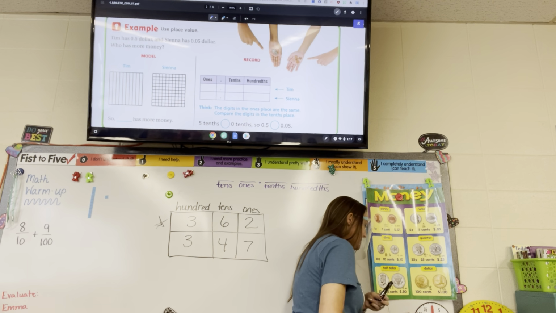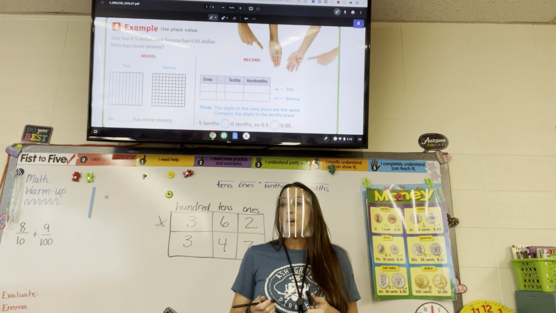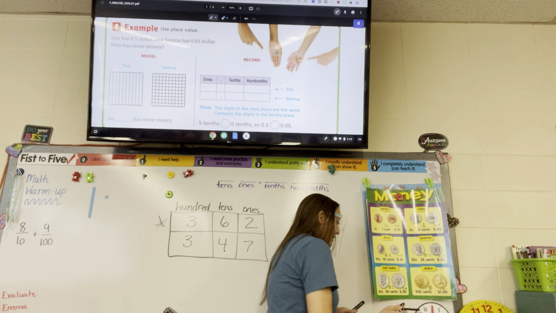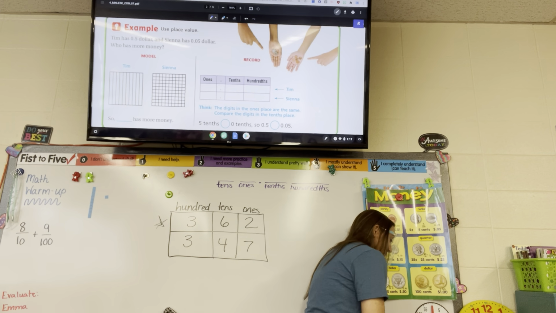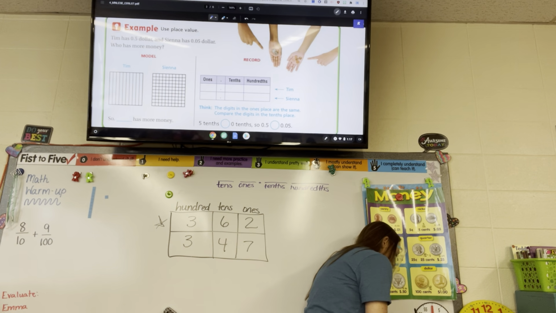It says Tim had 5/10 of a dollar, and Sienna had 5/100 of a dollar. Who has more money? So for Tim, we're going to say 5/10. So five of those tenth size sections.